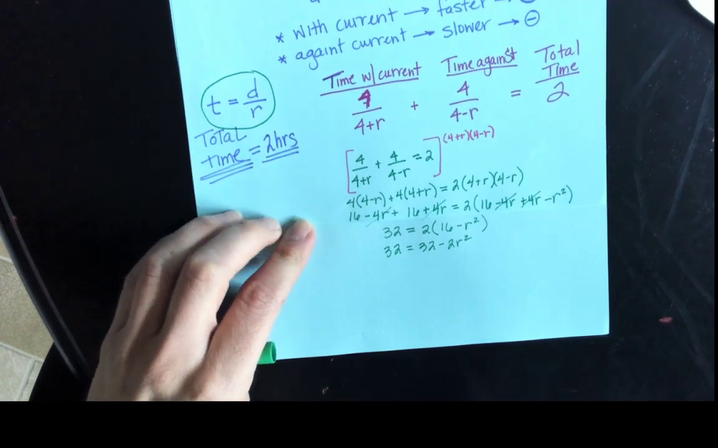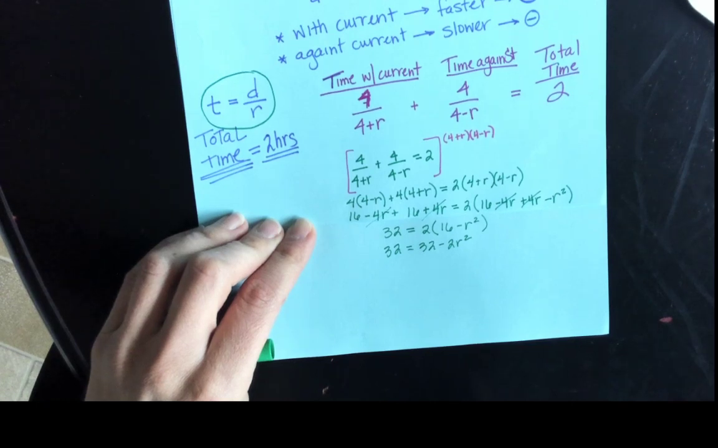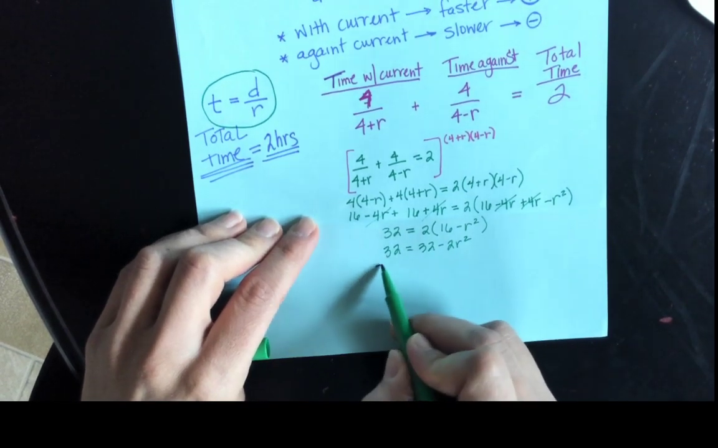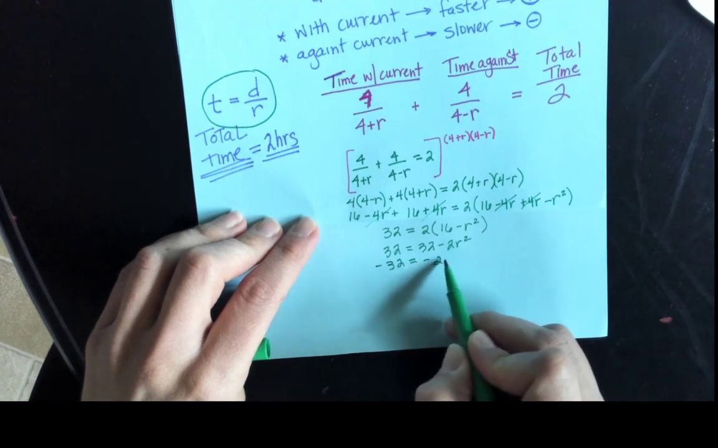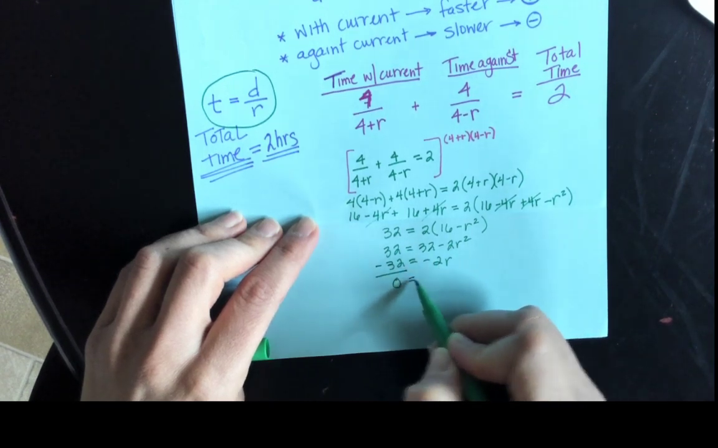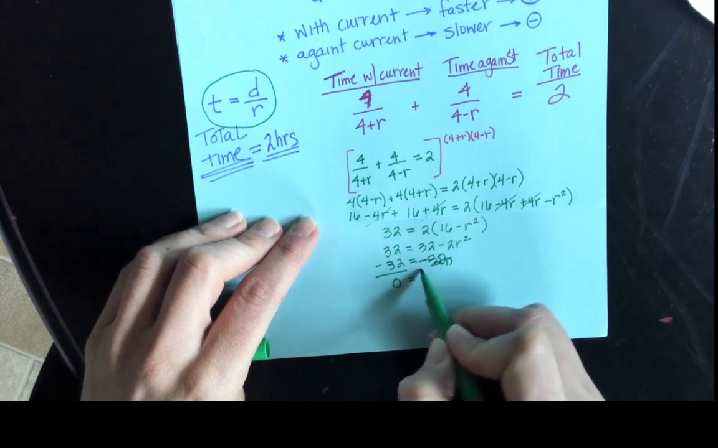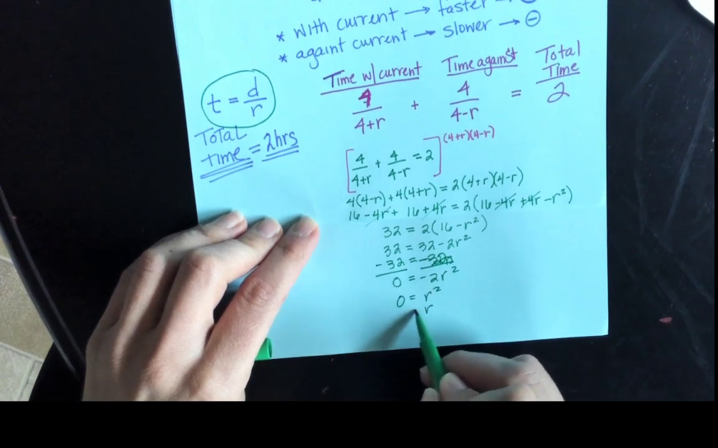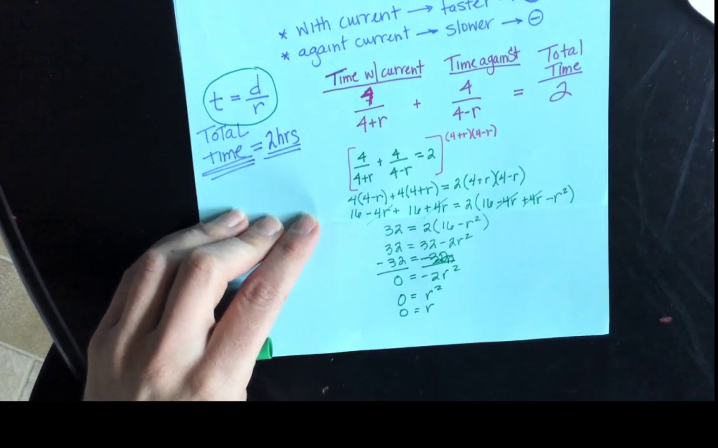Interesting. I suppose I should have used different numbers. Well, interestingly enough, what we did find, and don't worry, because it does still work, even though what we just found out is that this is 0 equals, I should have made that a 32, negative 2r squared. We end up with 0 equals r squared, so the rate of our current we just found out is still water.